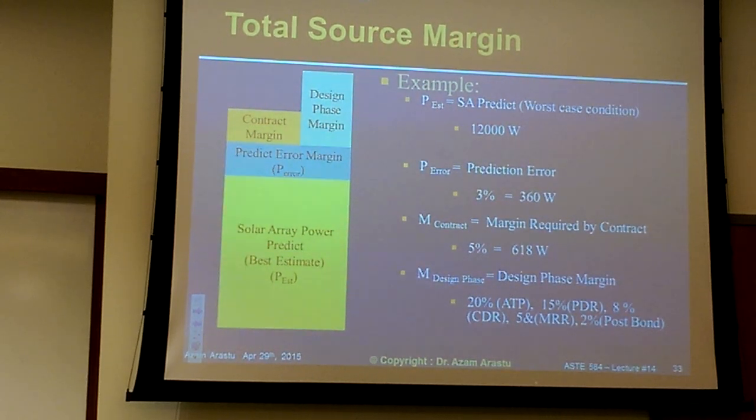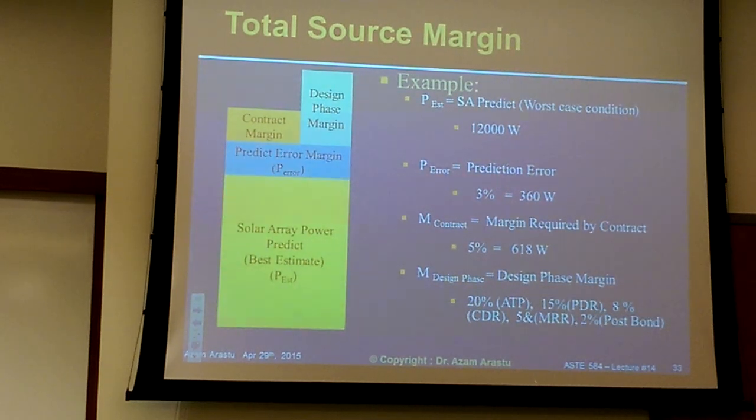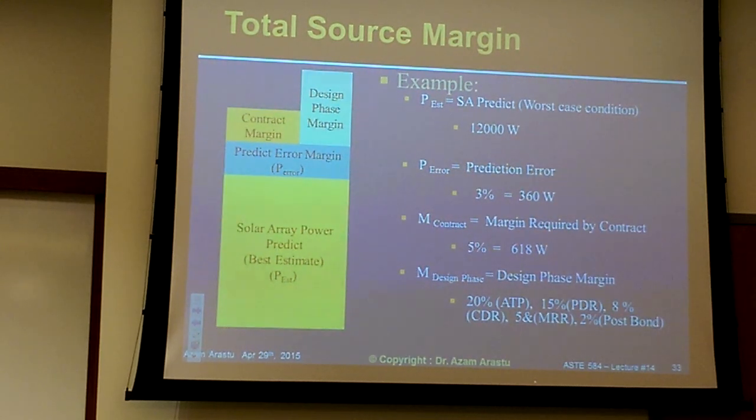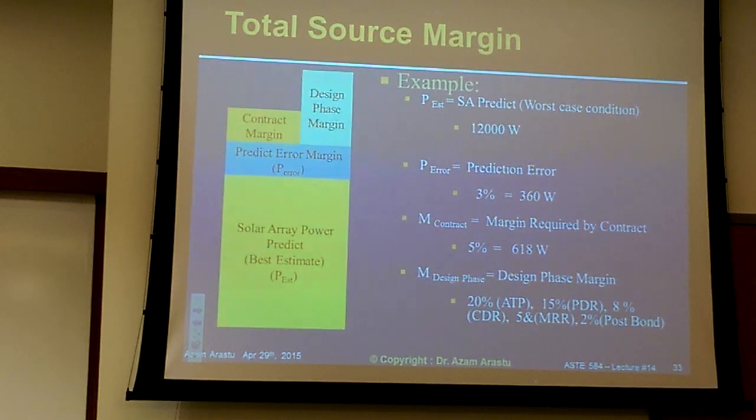Then there is something called a contract margin. The customer would say in this case, hey, when you build these things, please make sure I have 5% margin on the solar array. I want 5% extra. That's a contract margin. So in this case, if it's 5%, this comes up to 680 watts. This is a requirement. I have to provide this margin to the customer at end of life. But I have to be sure that by the time I deliver it, I have some margin.